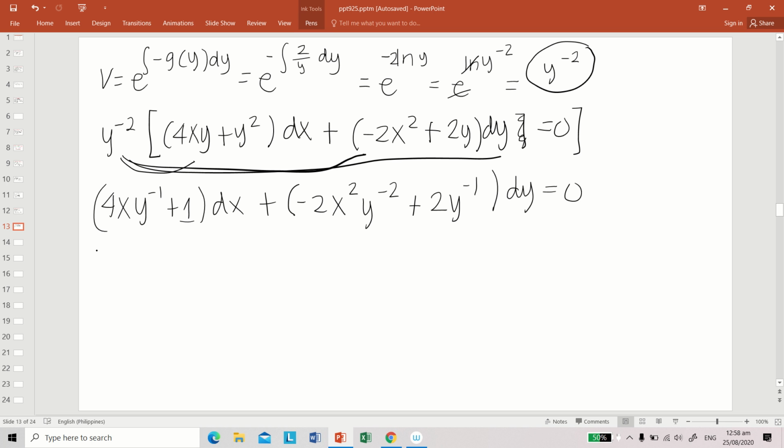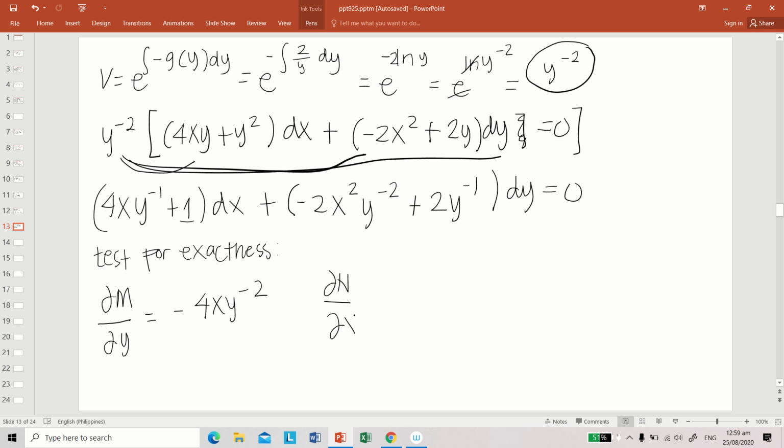Now, checking for exactness. So, let's test for exactness. We will now take the partial derivative again. So, we're going to have partial derivative of m with respect to y. So, we're going to have negative 4xy raised to negative 2, then plus 1 will become 0. So, taking the partial derivative of n with respect to x, we're going to have negative 4xy raised to negative 2. You can see that our partial derivatives are the same. So we can therefore conclude that this is an exact equation.